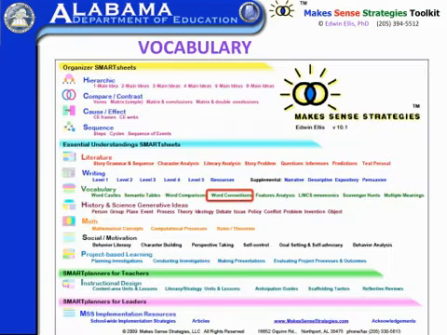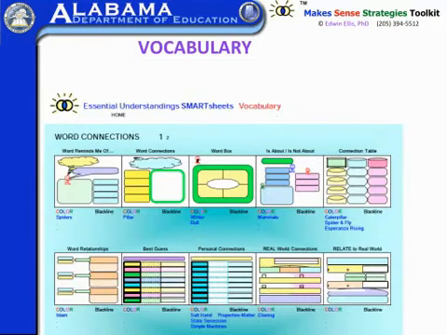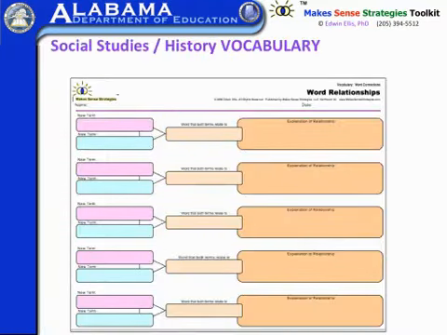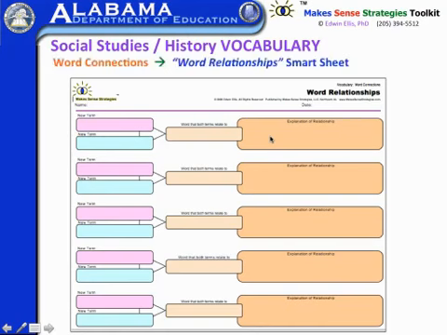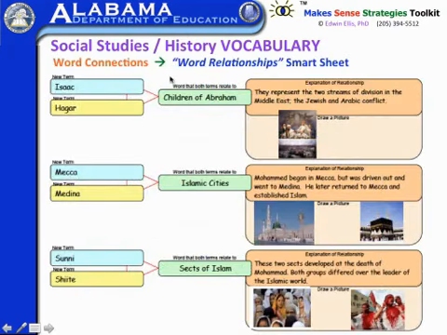Another tool you can use is something called word connections, and there are a series of these. Again, there are a bunch of these that are really designed for younger children, but there are some that are definitely high school oriented, and I'll share with you a few of those. One is called word relationships. What we're going to do is take a couple of terms and then identify a word that both these terms are related to, and then explain the relationship to that term. For an example, Isaac and Hagar are both terms related to the children of Abraham. And then what's an explanation of the relationship?